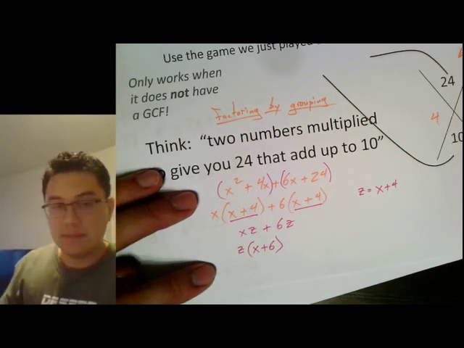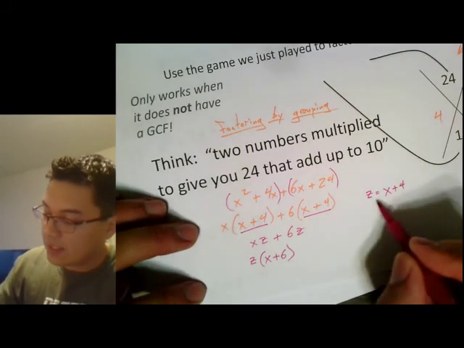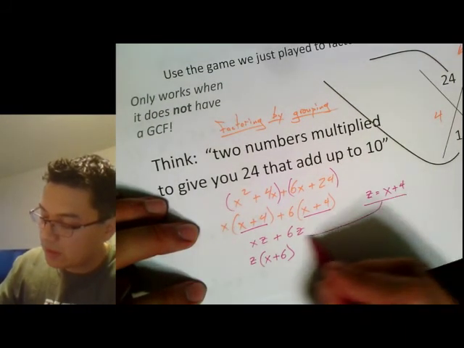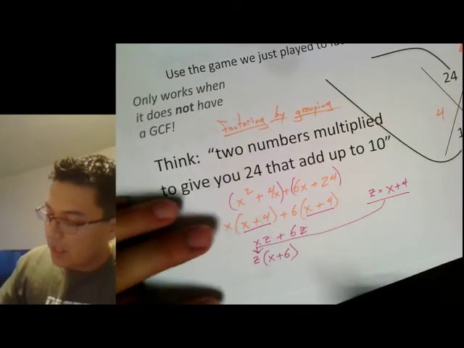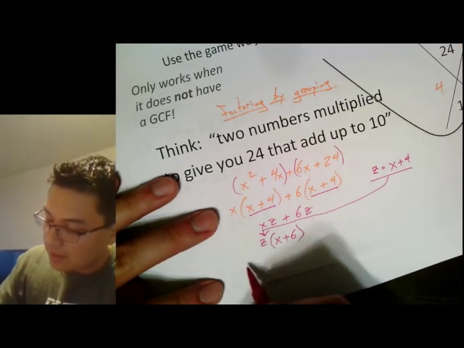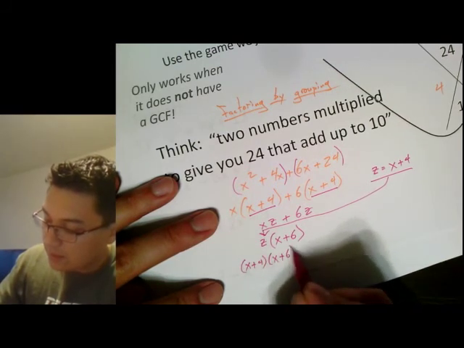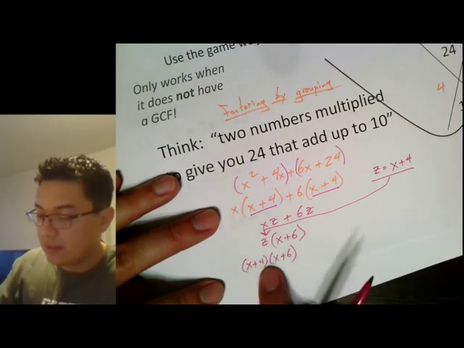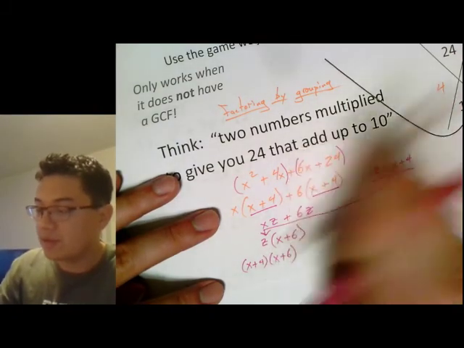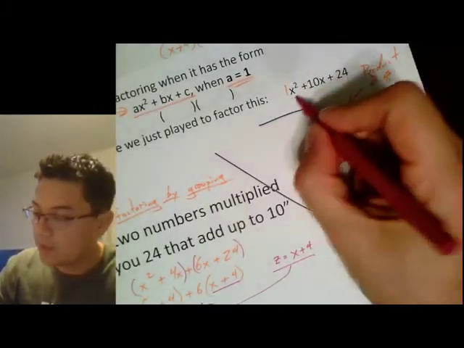Okay, but this is not the final answer. We don't want z, so we're going to take this fact and plug it back in here. And we will end up with a final answer of x plus 4 times x plus 6. This is our factored version of the original trinomial.